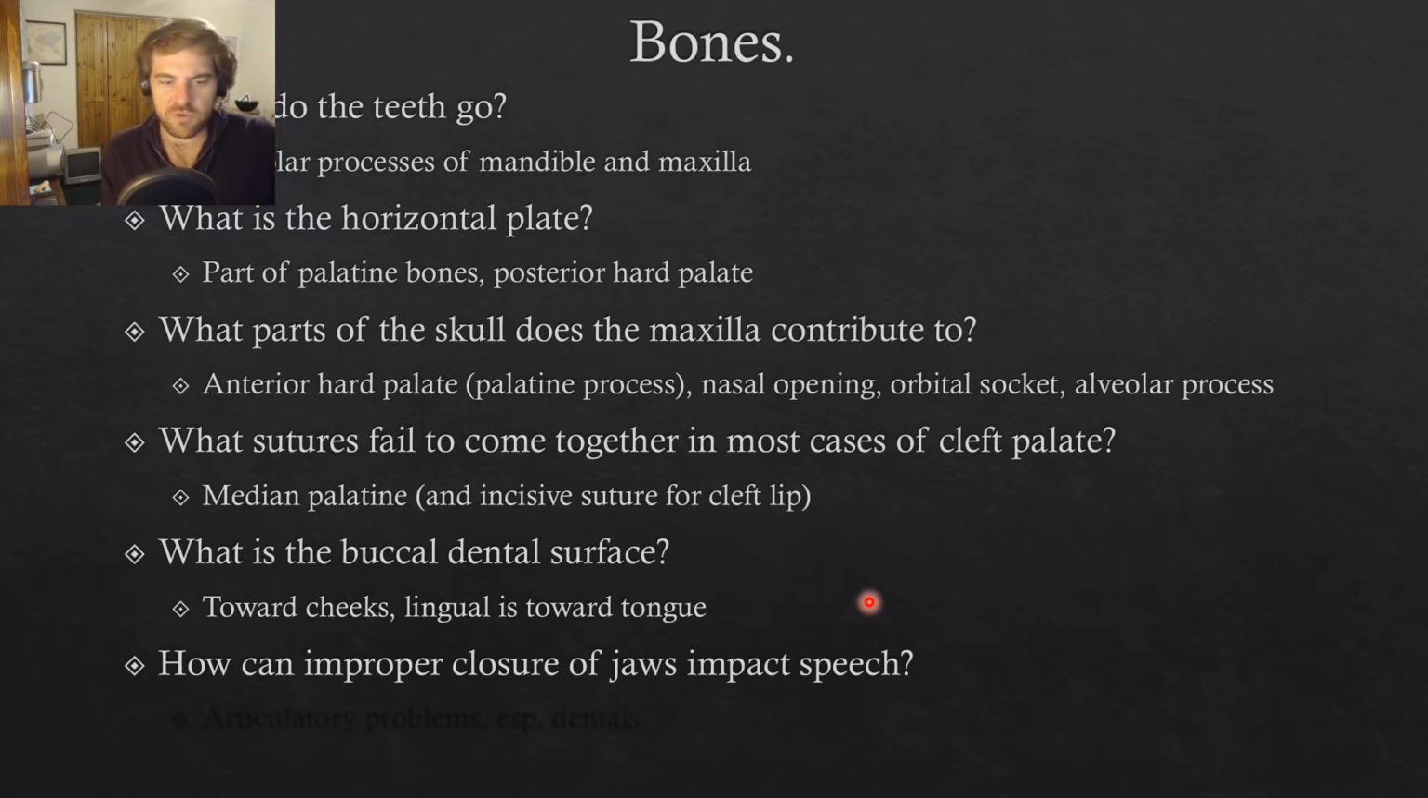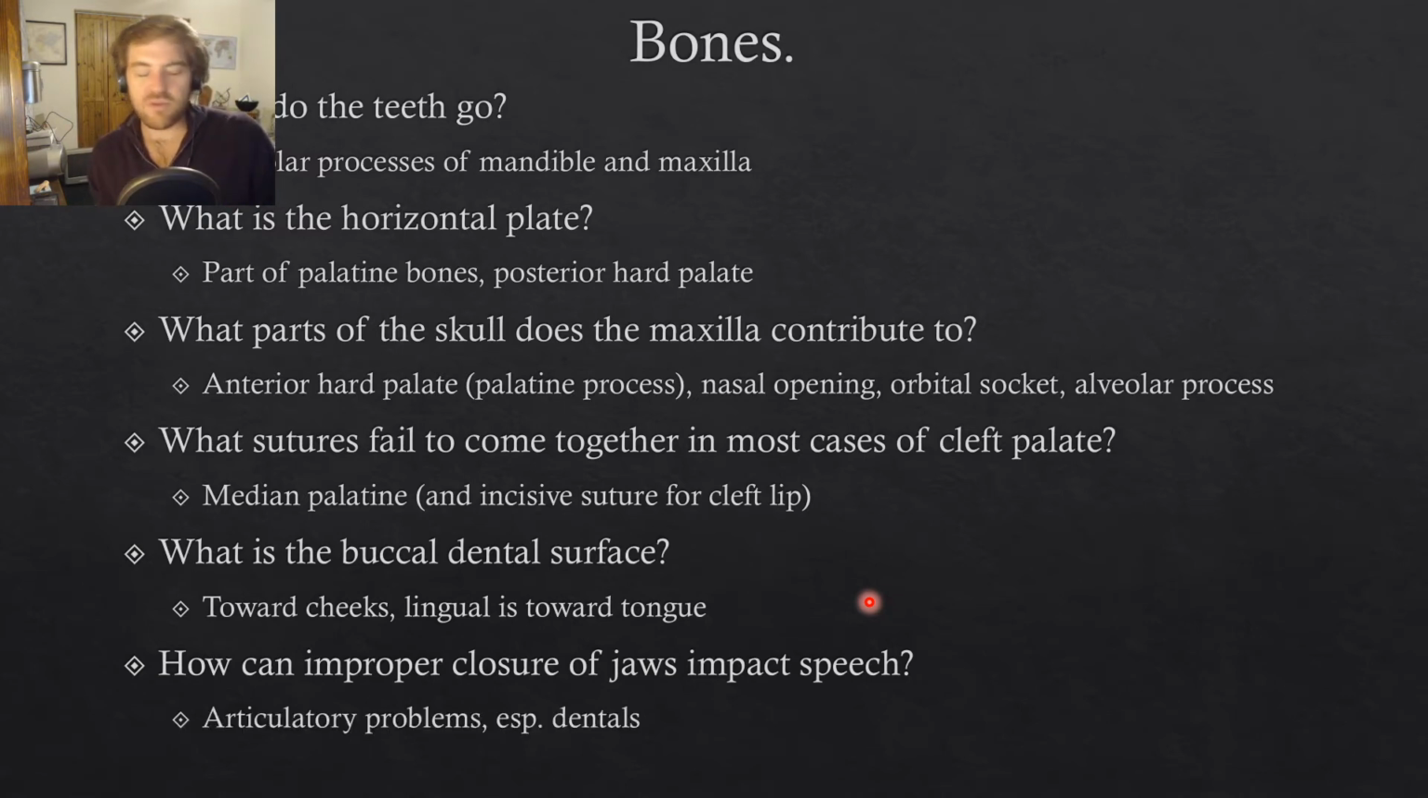How can improper closure of jaws impact speech? I'm looking for a really generalized answer here. It's just articulatory problems, and especially for dental sounds like th, t, d, stuff like that. Or some of those are alveolar ridge, sorry. But th, a lot of those. So if you don't have the teeth in the right place to put two things together, a tongue and teeth, or lips and teeth, then you're going to have problems with those sounds. But in general, articulatory problems.